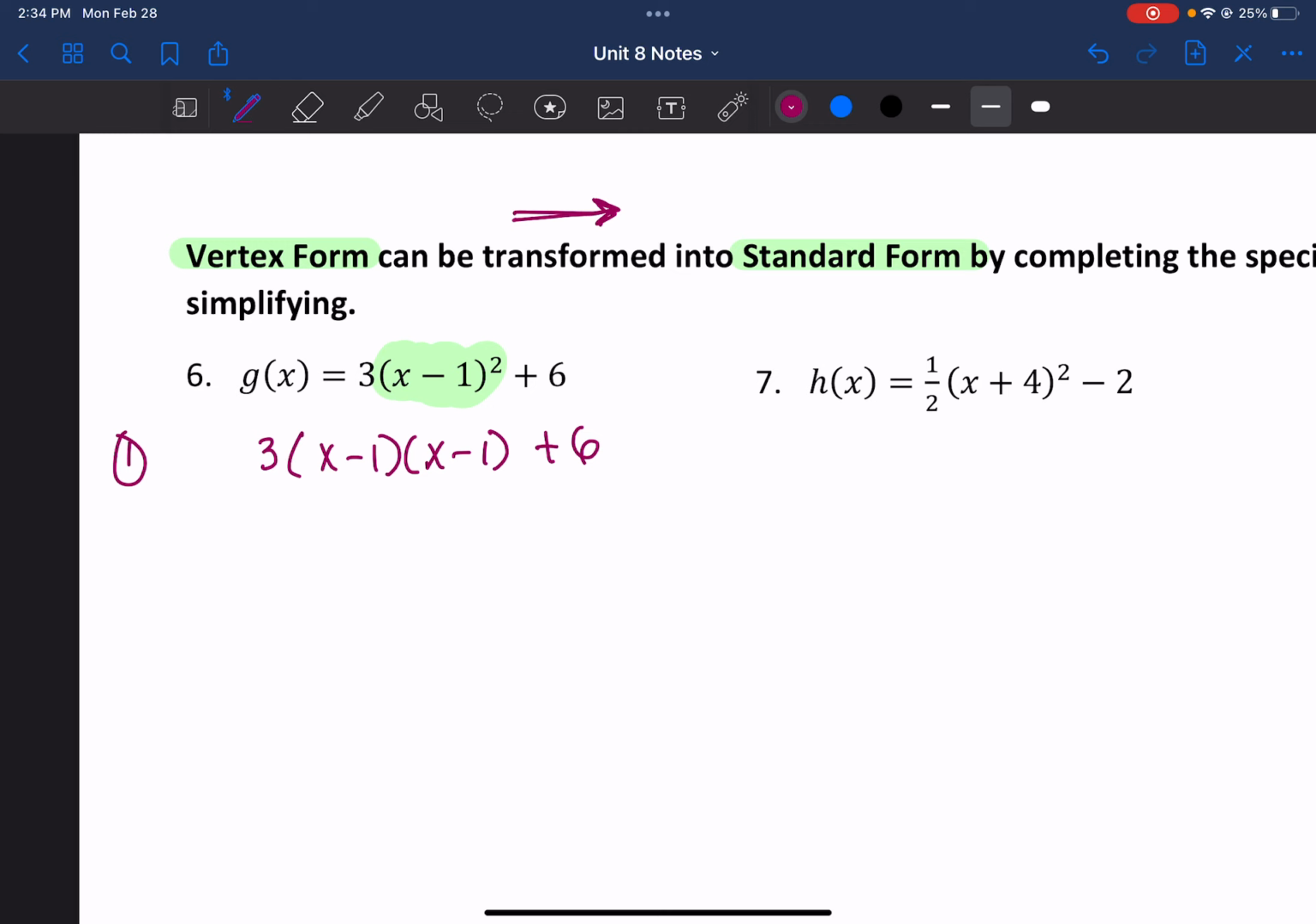So let me go ahead and multiply that out real quick on the side. I'm doing the box method. I know you guys hate it. Some of you guys love it. But I'm doing that.